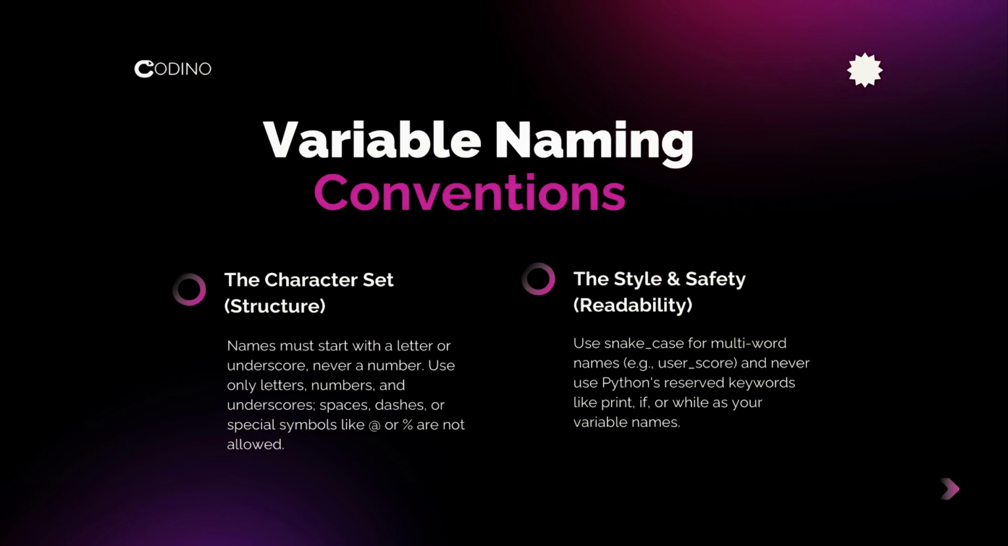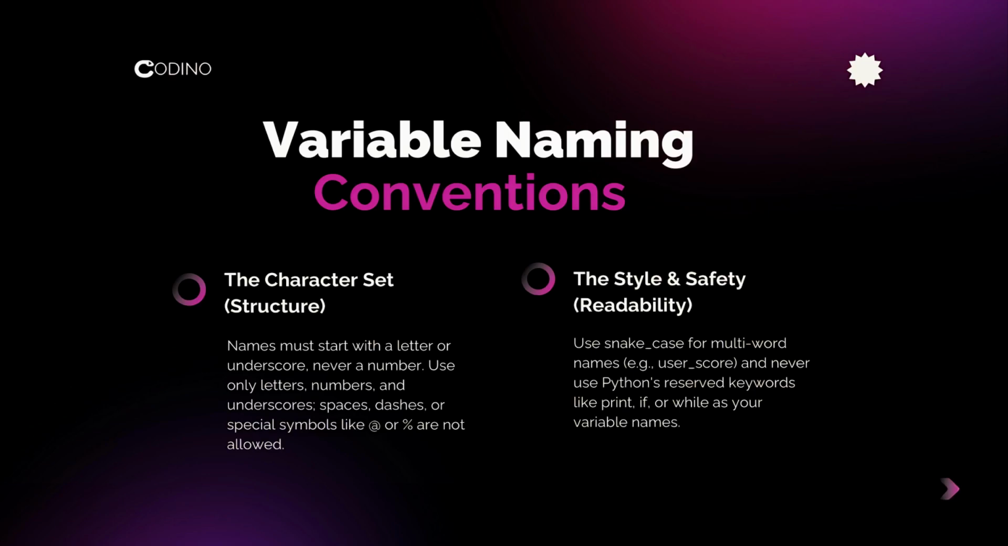Before you go wild creating variables, we need to talk about naming rules, because Python is, well, it's pretty strict about this. First, the character set. Names must start with a letter or an underscore, never a number. So user1 is fine, but 1user will throw an error. And you can only use letters, numbers, and underscores. No spaces, no dashes, no special symbols like at or percent or anything like that, which is pretty important to remember. Second, style and readability.